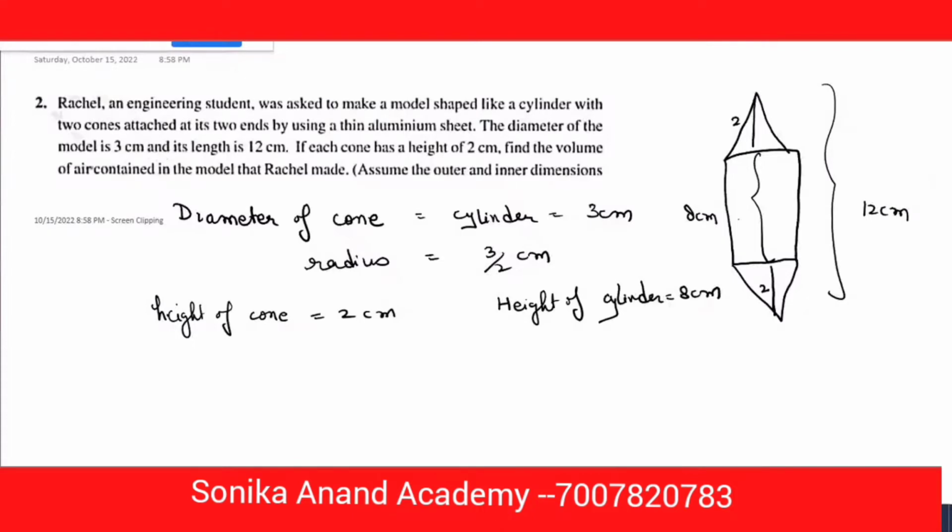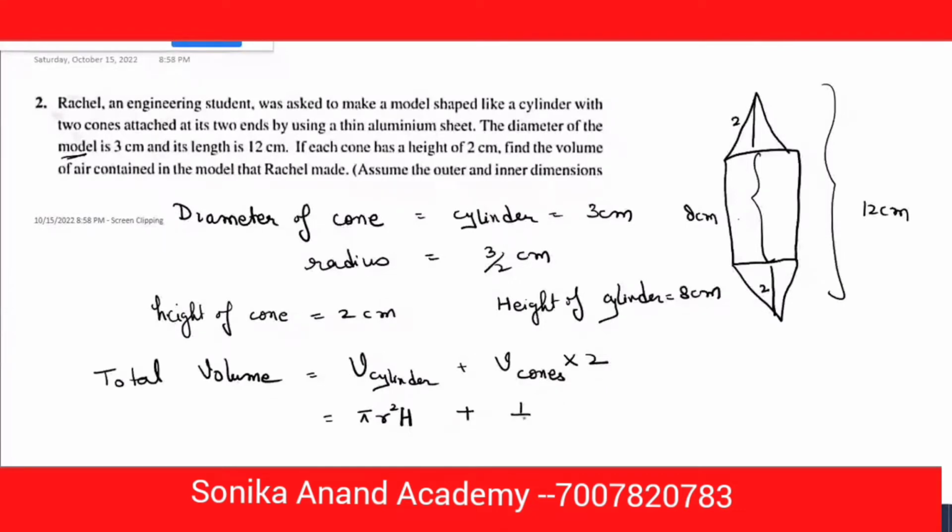In this line it is given model this word. So the total volume is the volume of the cylinder plus the volume of two cones. So which is equal to pi r square h. I use capital H for the cylinder and 1 upon 3 pi r square small h into 2. Now I can also multiply here. Just multiply 3 pi r square H plus pi r square small h into 2.